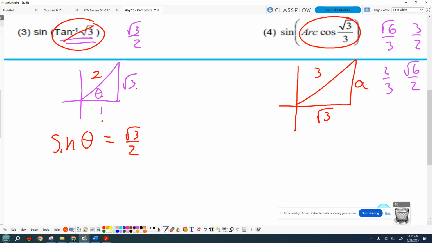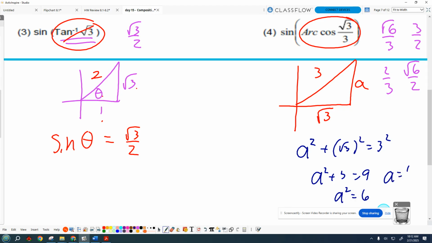You plug it into the calculator. So A would equal, plus square root of 3, and then equals 3. I've got to square them. Square root of 3 squared equals 3 squared, so A squared plus 3 equals 9. A squared equals 6, so A equals plus or minus the square root of 6. I only want one of those answers. Which one in context with this? The positive.